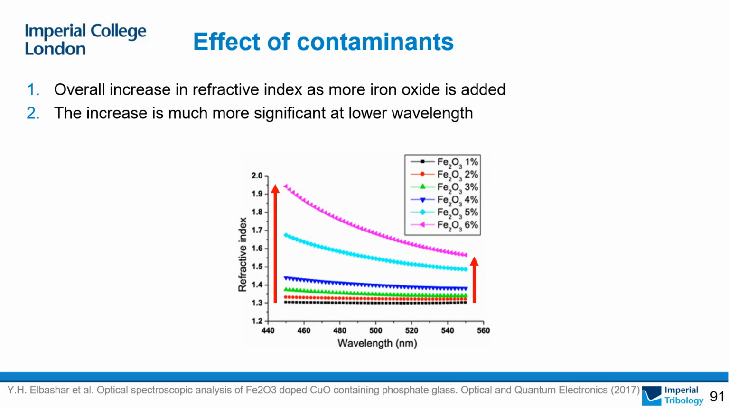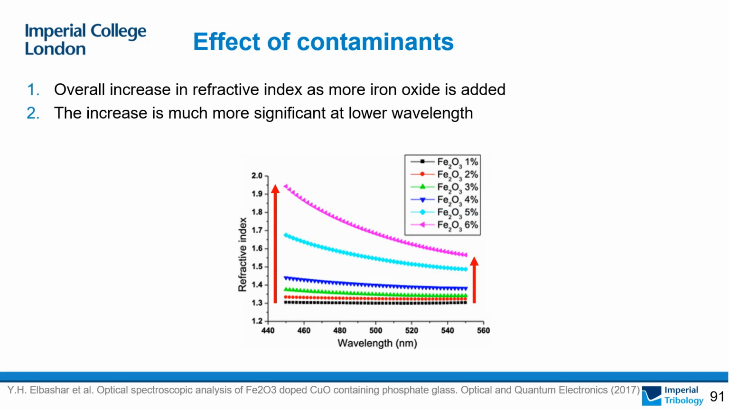Second, the increase is more significant at lower wavelength. This is because iron oxide is brown, so it reflects red and green lights but absorbs blue light. And due to the absorption of blue lights, the increase in refractive index at lower wavelength is higher. If you remember, we see a very similar trend in our measurement previously.